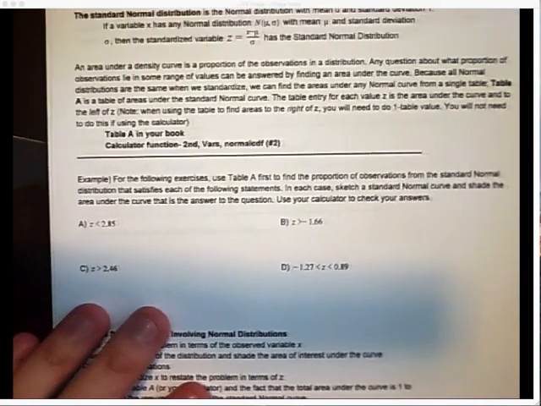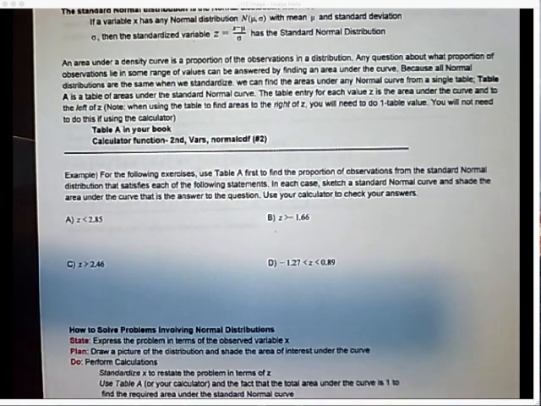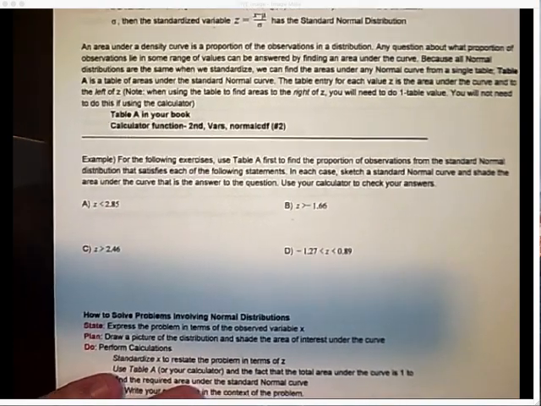We can also use our calculator to help us. Our calculator has this standard normal table stored in it. Okay. So in this example, it says for the following exercises, use table A to find the proportional observations from the standard normal distribution that satisfies each of the following statements. In each case, sketch a standard normal curve and shade the area under the curve that is the answer to the question. And then use our calculator to check our answers.